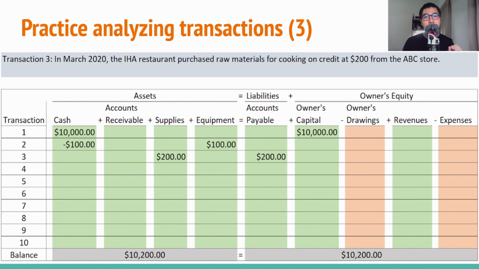The third transaction is in March 2020. The IHA restaurant purchased raw material for cooking on credit at 200 from the ABC store. So we can get the restaurant purchasing supplies on credit by 200. Firstly, the supply increases by 200 because the restaurant purchased raw material. Secondly, the accounts payable also increases by 200 because of the restaurant purchasing on credit. It means the restaurant's debt is 200 and they are liable to pay up later. Finally, we still get the balance on both sides, that is 10,200.